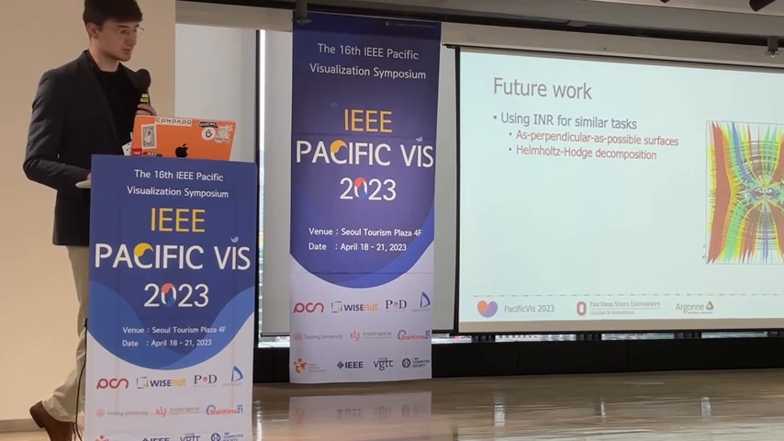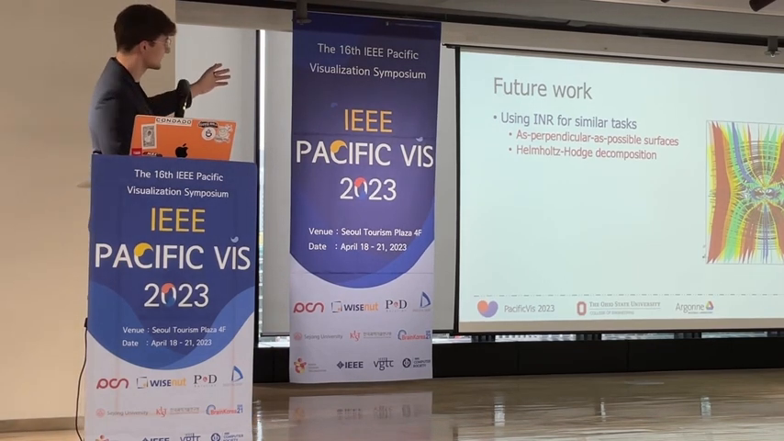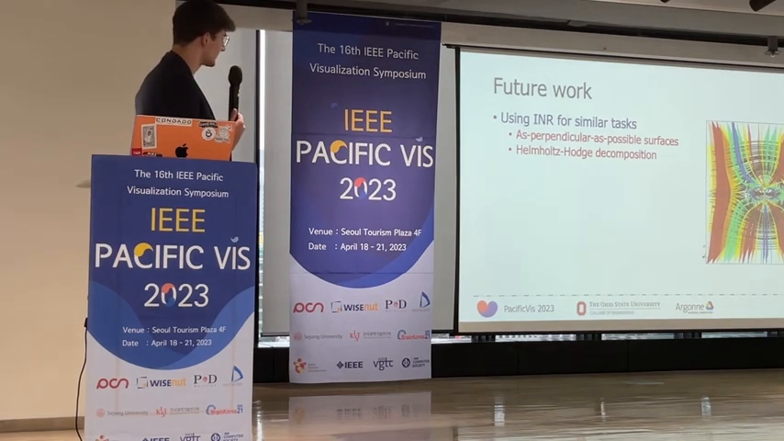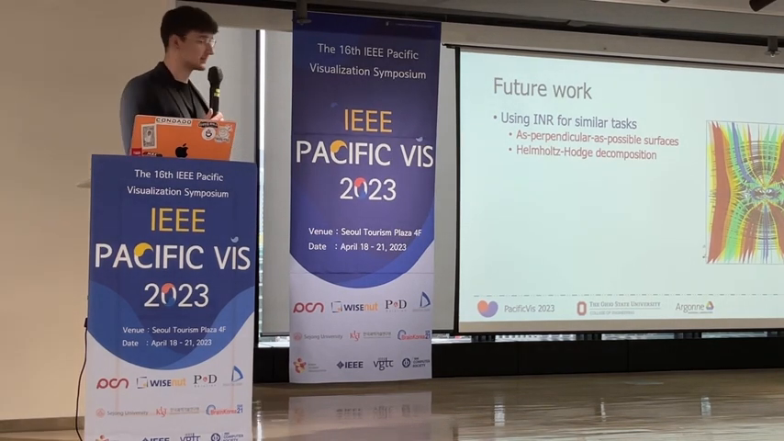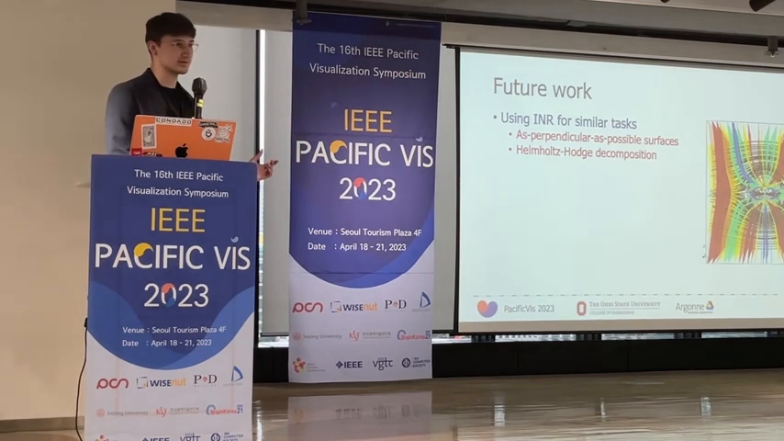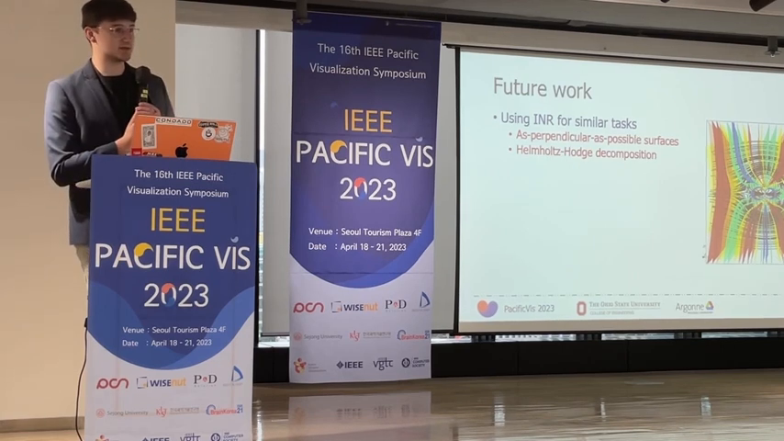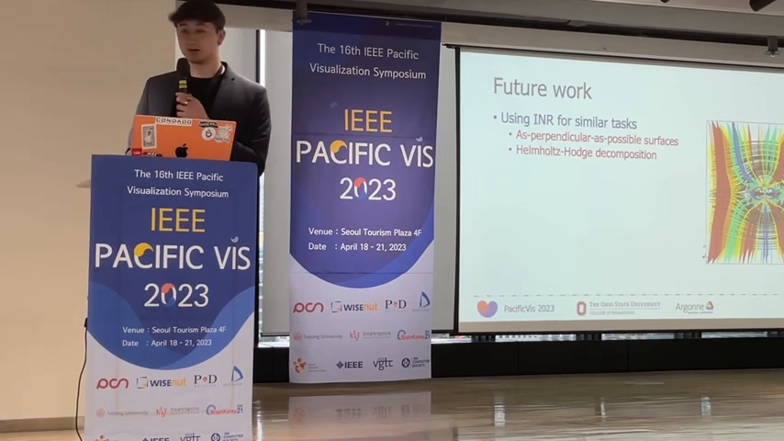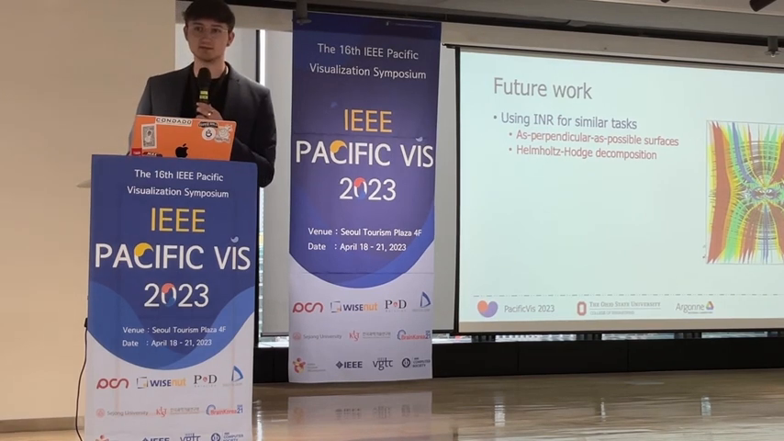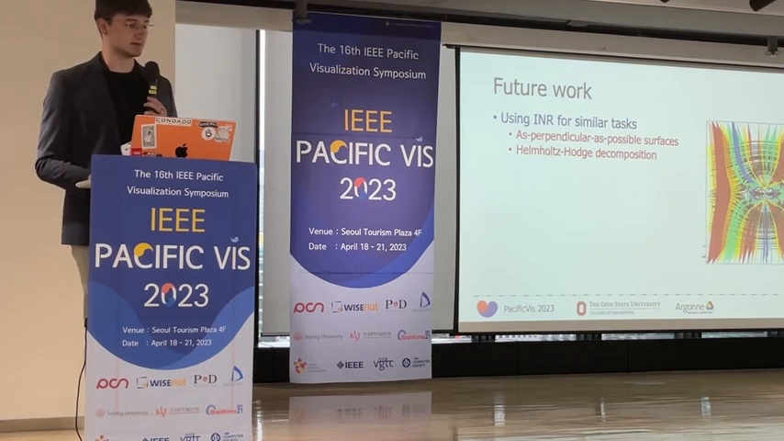We see some future work in also generating as perpendicular as possible surfaces, which was another 2010s-era paper. We actually demonstrate with our model that another loss function, very similar to what we had proposed, can also generate those surfaces for flow fields. Another interesting way to go with this is to apply it to the Helmholtz decomposition for vector fields. Using INRs to learn a Helmholtz decomposition would be another useful technique.